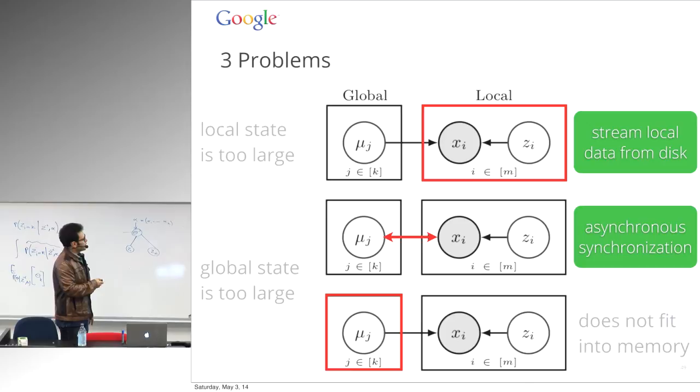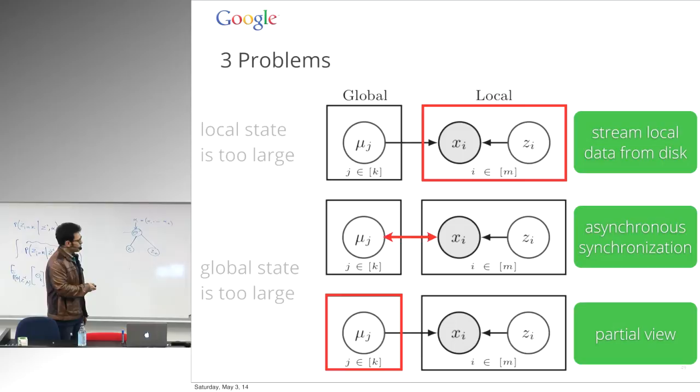So each machine has its own notion of the global state, but this notion needs to be synchronized, and we need to design how we can actually make sure that all the clients or all the machines agree about what the set of clusters and their distribution are. And the third problem, as we said before, is that the global state doesn't fit into memory, but when you partition the data, you only need a partial view of the global state, the part which is required to process the data assigned to a given client.